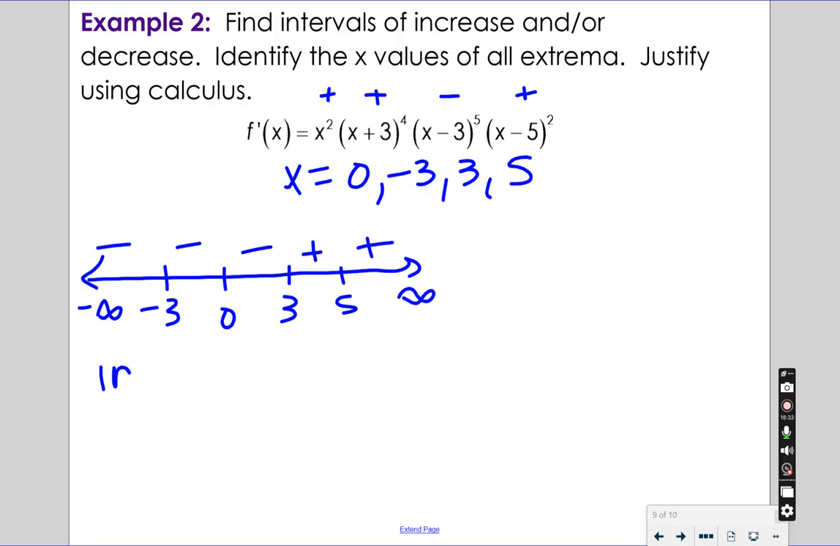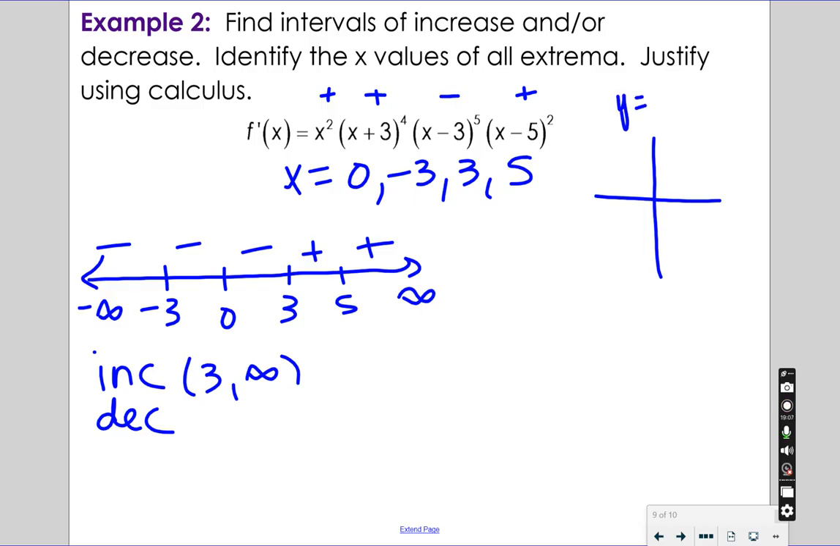Okay, so increasing, decreasing. Where is it increasing? What do you think? Increasing would be 3 to infinity. I know you're sitting there like, well, what about 5? The slope is 0 at 5, right? Isn't that neither increasing nor decreasing? Well, I said every critical value, something's happening there. It's just not changing to decreasing.